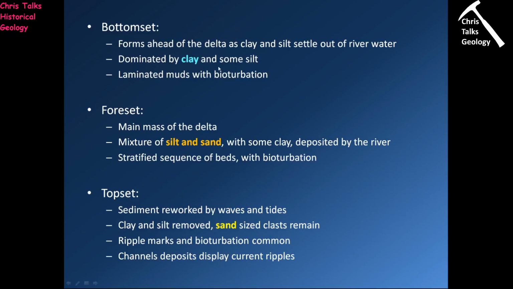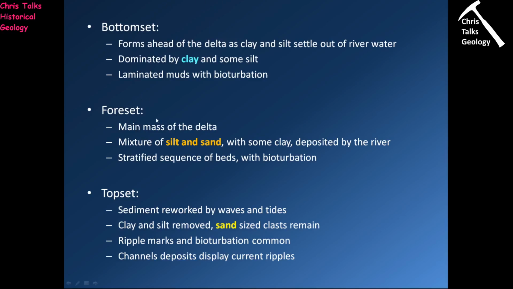It mostly consists of clay, maybe a little bit of silt, and obviously because the clays are raining out slowly onto the seafloor, you tend to get a laminated mudstone. The mudstone will be bioturbated though, so there'll tend to be quite a few burrows in it, mollusk burrows, that kind of thing. Now over the top of the bottom set beds we have the foreset beds.